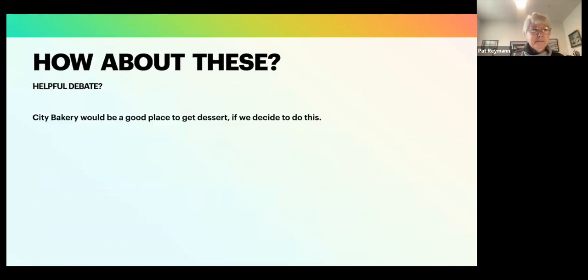Okay, how about these? City Bakery would be a good place to get dessert if we decide to do this. Kind of jumping the gun a little bit, wouldn't you say? Instead, this person could say, I think a picnic is a good idea, and I'd be willing to serve on the planning committee. So the person is speaking in favor of it and offering to help out if you do decide to do it. And that can be persuasive to people too. Yeah, we can vote to have a picnic, but who's going to set it up? If you've got somebody that's already agreed to be on the planning committee, that helps.